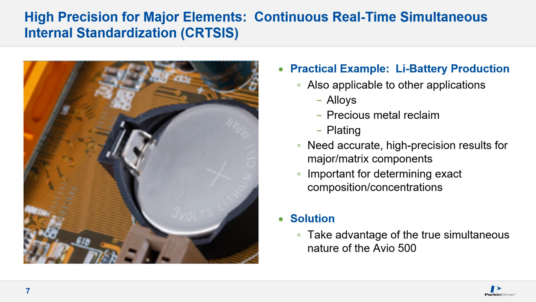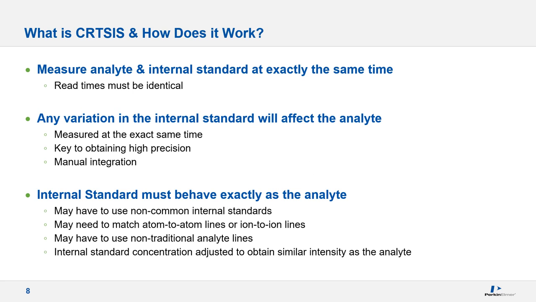CIRTSIS takes advantage of the true simultaneous nature of the IVIA 500. Let's take a look at CIRTSIS in more detail. The key to CIRTSIS is to measure the analyte and internal standard at exactly the same time, which means that their read and integration times must be identical. With identical read and integration times, any variations in the analyte signal will also affect the internal standard. This means the internal standard will compensate for any variations to the analyte in real time. This is the key to obtaining high precision.